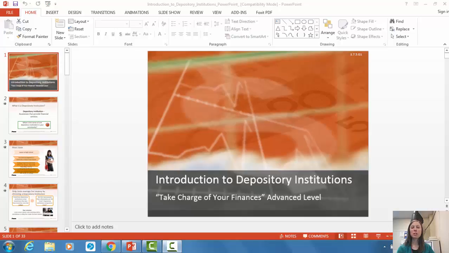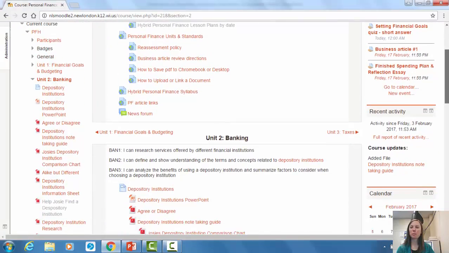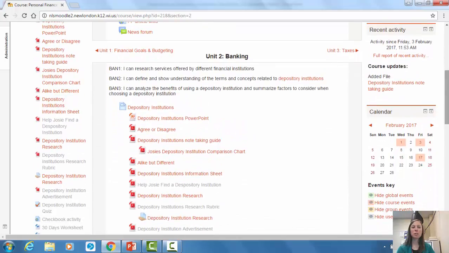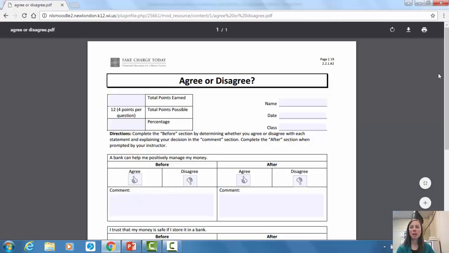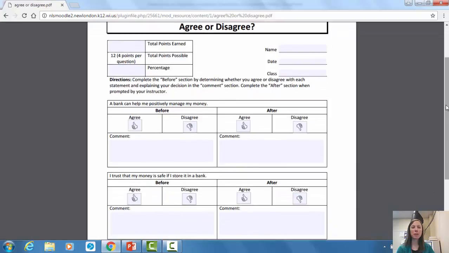Welcome to the Introduction to Depository Institutions unit, our banking unit, which is our next unit. Before we start the presentation, I'm going to click in Moodle, go under Banking, which is Unit 2, and show you this agree or disagree. Now I'll be going through the PowerPoint, but here is an agree or disagree worksheet that you don't need to fill out, but you can just look at and see if you agree or disagree with it.